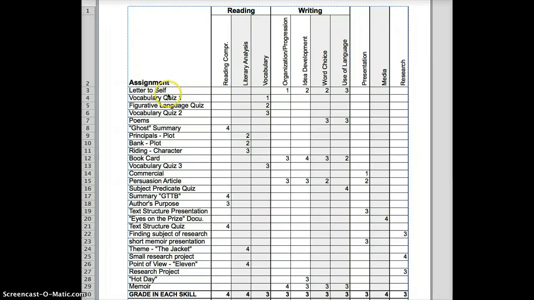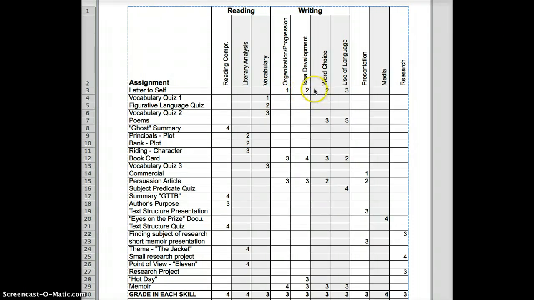The first assignment was letter to self, and the second thing you probably notice is that a student can receive more than 1 grade per assignment. In this case, the student received 4 grades. The first grade was for organization and progression, and as you can see, the student did not do well in that skill. They're still trying to learn that skill. Without help, they could not do it.